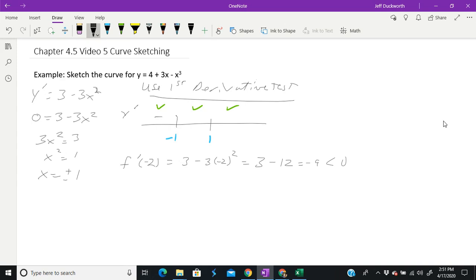All right, so a number between -1 and 1, 0 is a good one. Everything just goes away. There's just 3. The -3x squared goes away. It's greater than 0, so this is positive between these two. And we'll just do 2, a number above 1. This is also -9, so negative. So our derivative is negative at values below -1, and then positive after that.